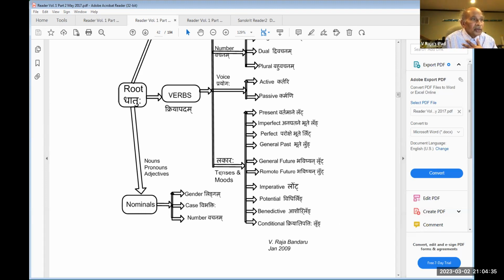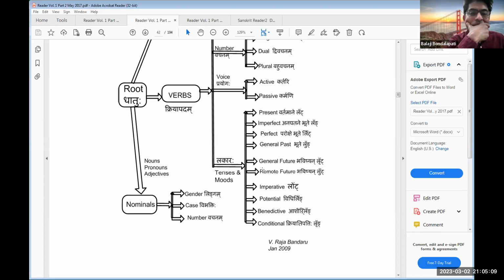And then these lakaras, tenses and moods. It could be Vartamane lat, Anadyatane bhute lung, perfect, Parokshe bhute lit. In English, lung is known as imperfect, lit is known as perfect. I have no idea what is imperfect and perfect. If you read French grammar or German grammar, they use these things exactly.